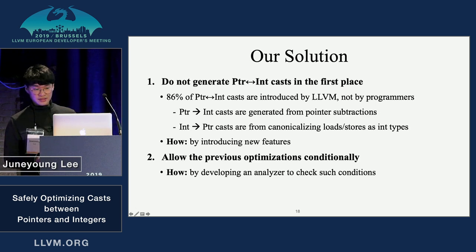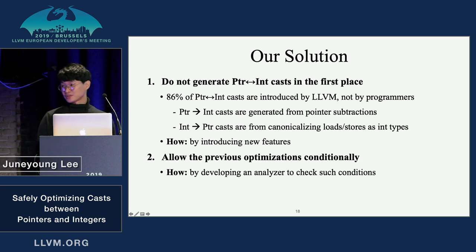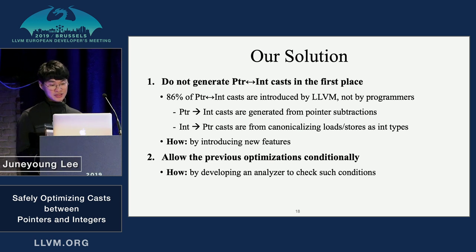So how can we address this issue? Our solution is twofold. First, we can make LLVM not generate casts between pointer and integer types in the first place. What we observed was that the majority of casts are introduced by LLVM, not by programmers. So I will introduce how we can address this by introducing new features. Second, we allow the previous optimization conditionally, and we can do this by developing an analyzer to check such conditions.